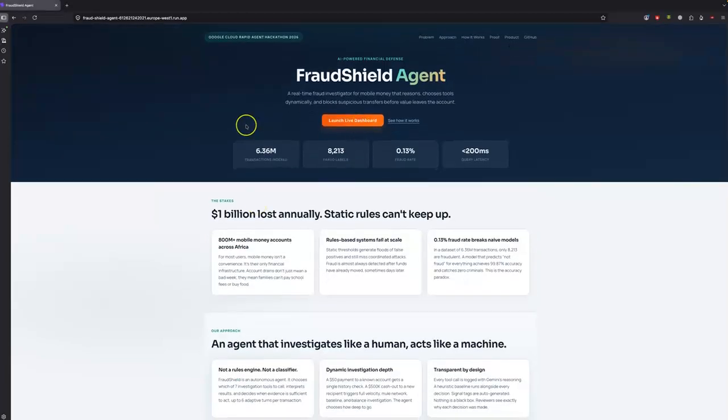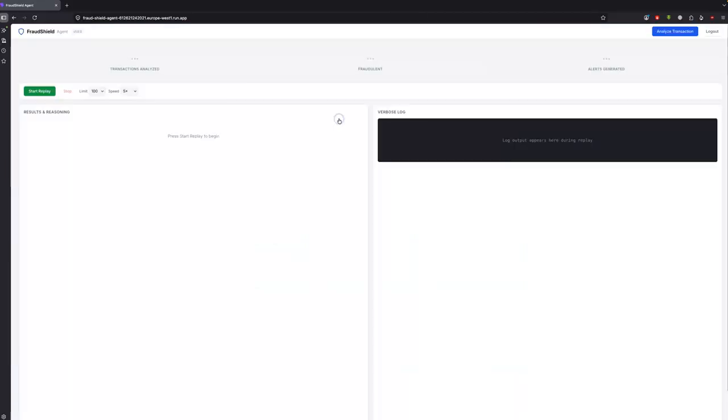I'll show you how FraudShield works. This is our dashboard. We load the data from our MongoDB, which shows the total transactions and the fraudulent ones, because you already know the percentage of the fraudulent transactions, and then the alerts which are generated once an account or a transaction has been blocked or alerted by the system.